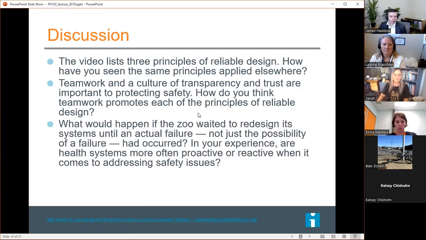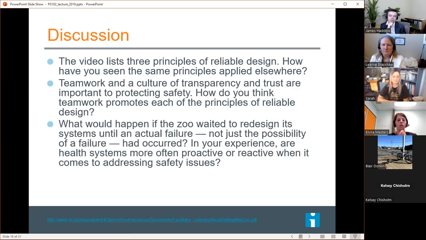Good. Okay. Moving on. So, what would happen if the zoo waited to redesign its systems until an actual failure? Not just the possibility of a failure. So, if it actually occurred, well, I guess that's obvious. Quite a few people would need to be harmed before they actually made any improvements.